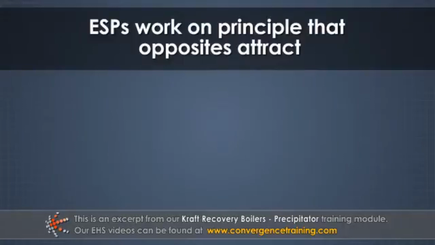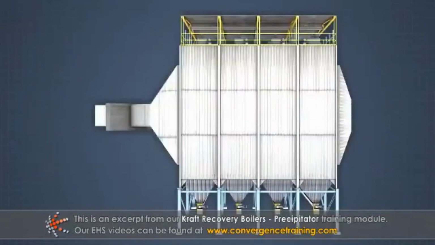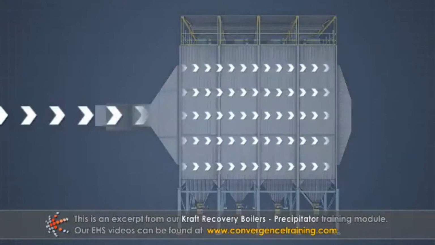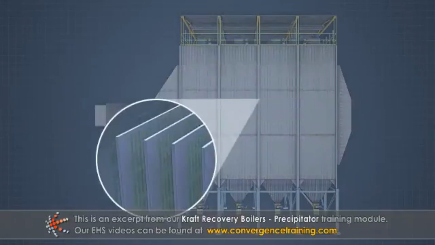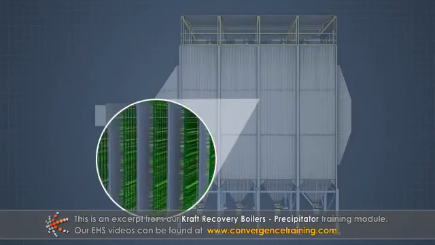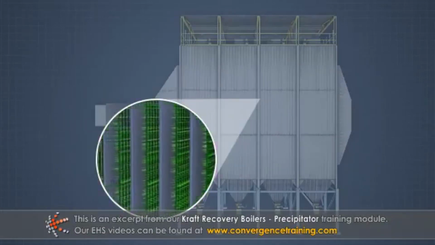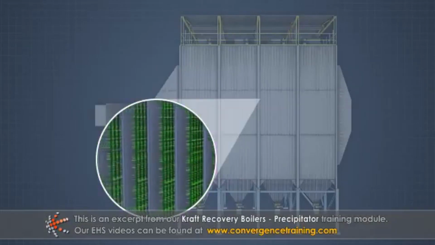ESPs work on the principle that opposites attract to each other. In plate wire precipitators, exhaust gas flows through parallel plates of sheet metal. Between each row of plates hangs a row of high-voltage electrodes. This design allows many flow lanes operating in parallel. Therefore, they are well suited to handle large volumes of exhaust gas.